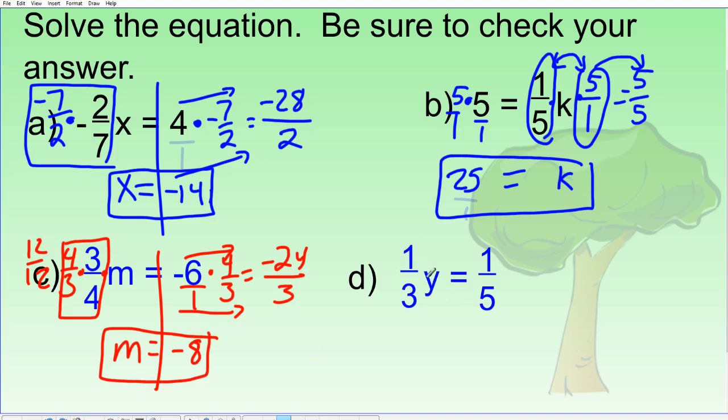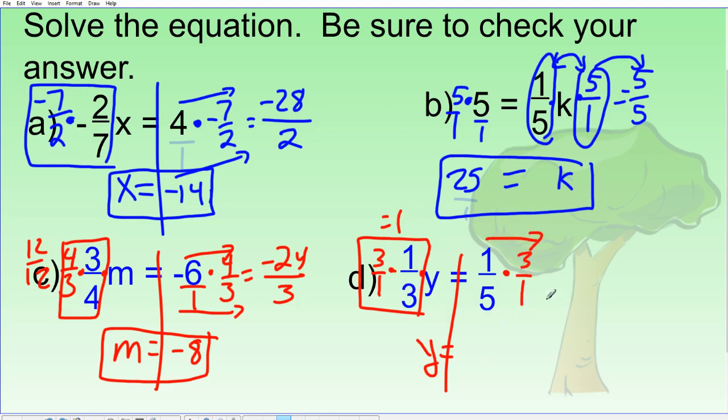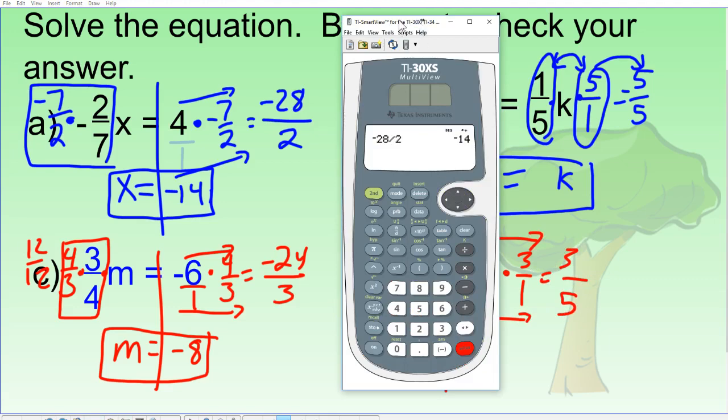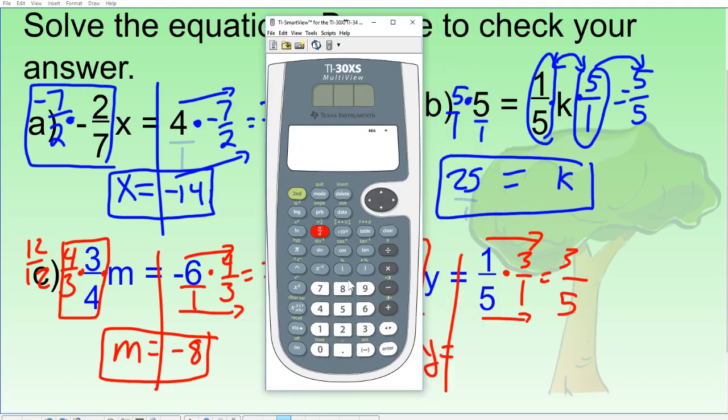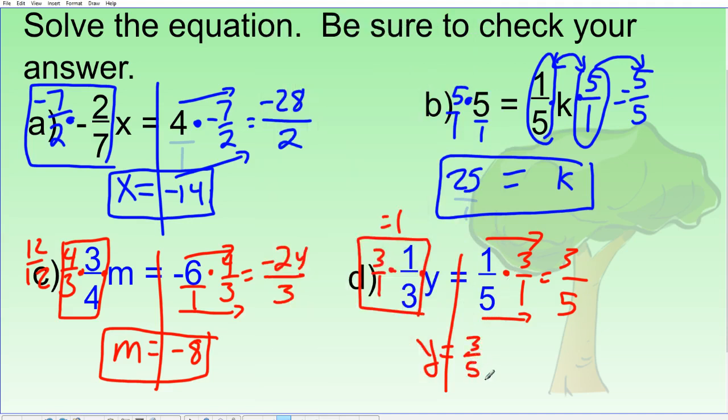Letter D, same deal. Here my variable is being multiplied by 1/3. So if I multiply both sides by the reciprocal here, that makes this equal 1. 3 over 3 is equal to 1y. And on the other side, when I multiply by 3 over 1, when I multiply across the top, I get 3. When I multiply across the bottom, I get 5. And that does not simplify. If you try it, 3 over 5 equals 3/5. It does not simplify.